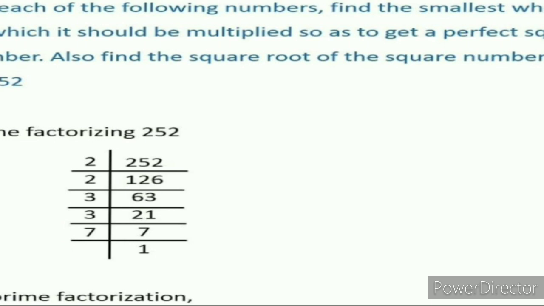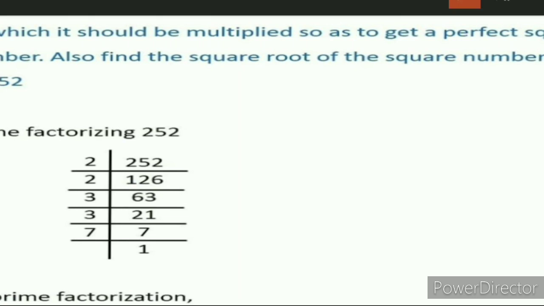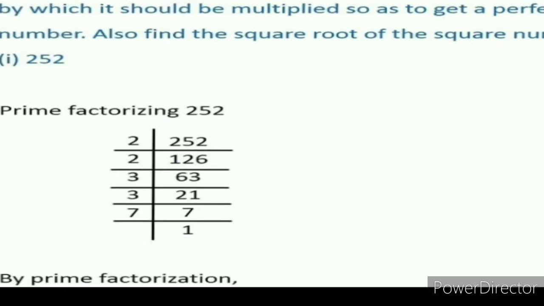Find the prime factors for the given number. 252 is an even number, so first we start with the even prime number 2. If we divide by 2, 252 divided by 2 is 126. Next, again we are getting an even number, 126, so again you take 2, and get 63. Next, 63 is an odd number, it is divisible by 3.